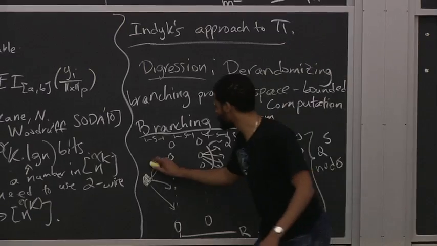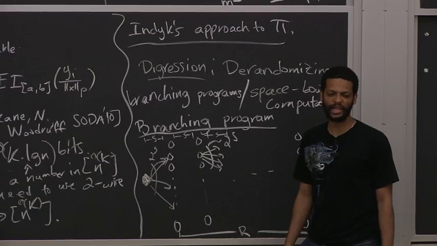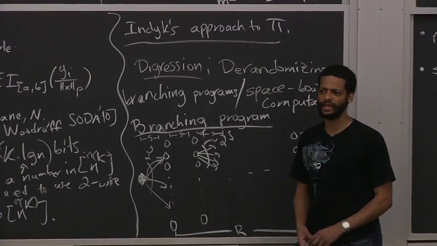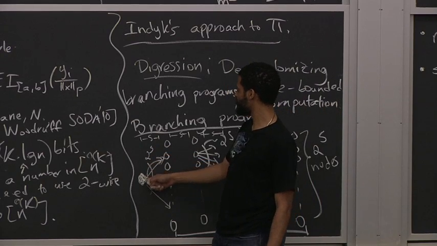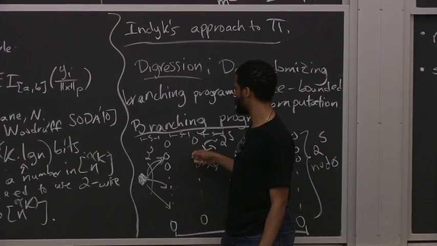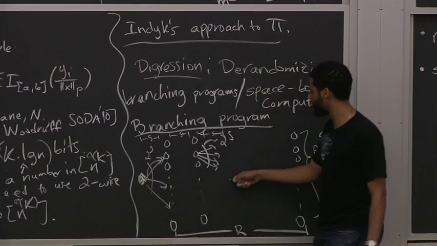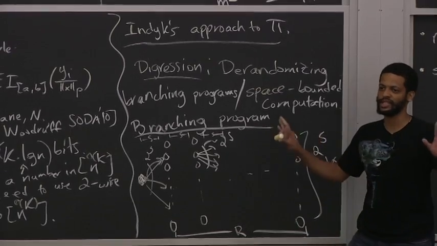So the degree here is 2 to the S, because that's the number of S-bit strings there are. Think of this as a finite state machine. You read in S bits. There are 2 to the S possibilities for that. You go to a new node. From here, you read in S bits. That takes you to a new node. You read in another S bits. That takes you to a new node, et cetera. At some point, you'll end up somewhere in this last column. That's your final state.